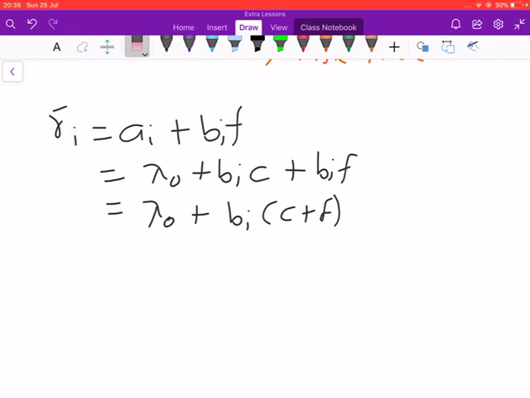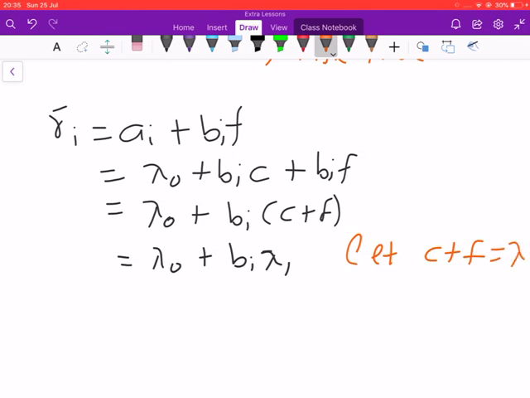And you can call this lambda 1. So basically you can say let C plus F be equal to lambda 1, and this is what you will call your factor premium. You can say this is your factor premium. So anyway, this is how you prove your arbitrage pricing theory.